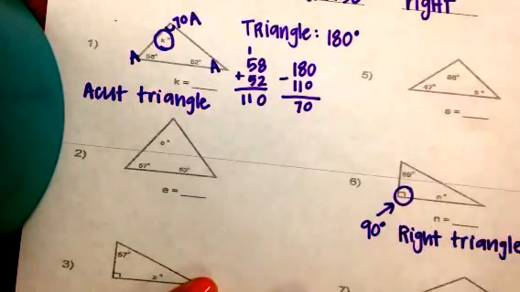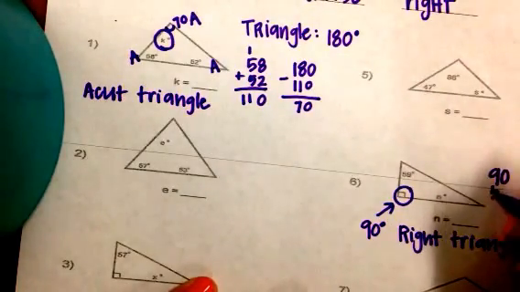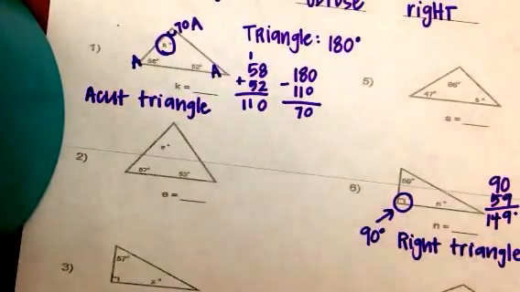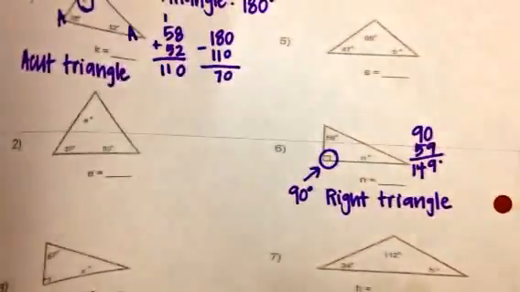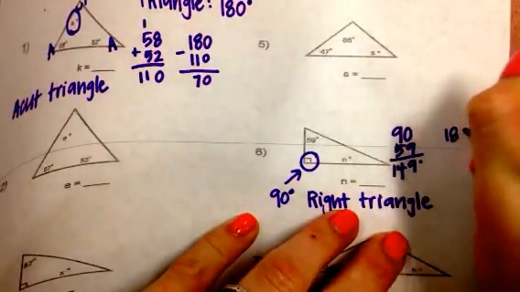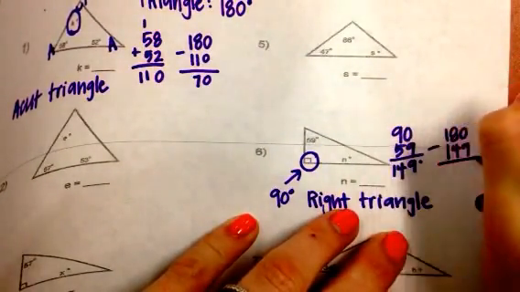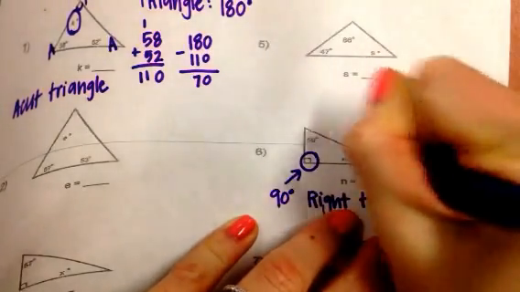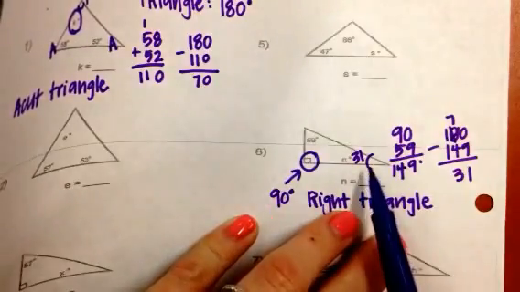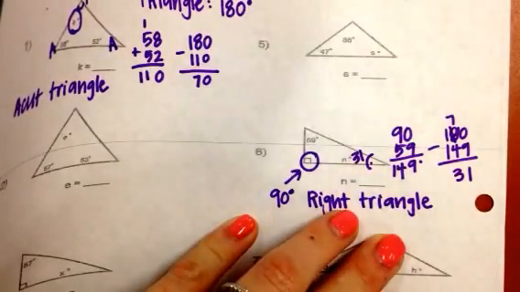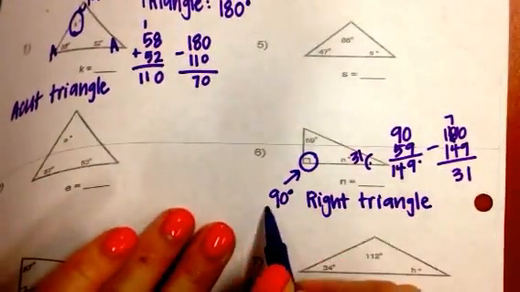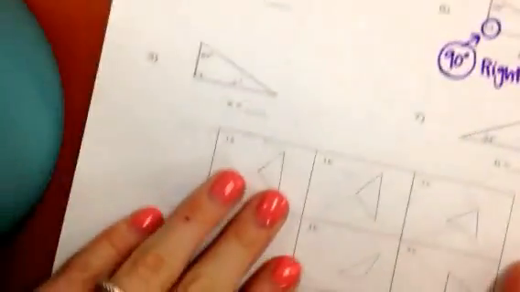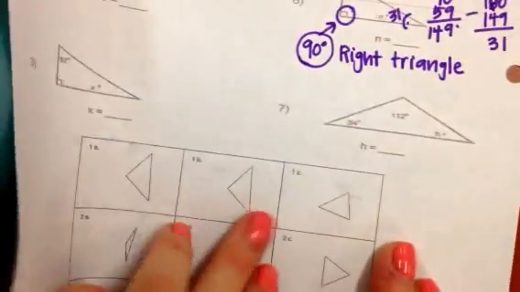So how do we figure out the missing angle? We'll add 90 and 59. We're at 149. Now remember, that's not my missing angle. I need to subtract that. Make sure you borrow. So my missing angle is an acute angle. That's 31. Yes, 31 degrees and 59 are acute angles, but because I had one right angle, remember that creates a right triangle. Last, let's look at number 7.